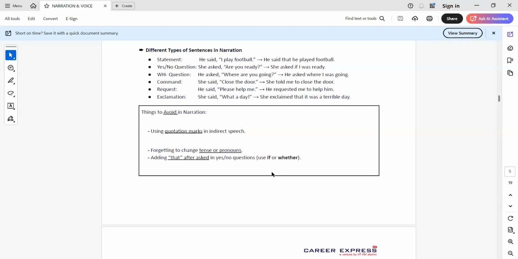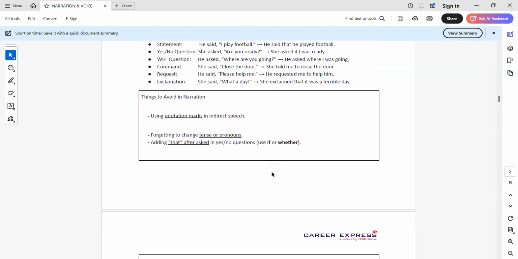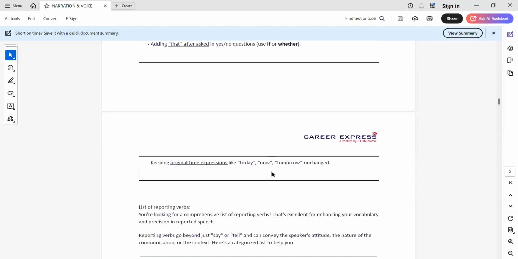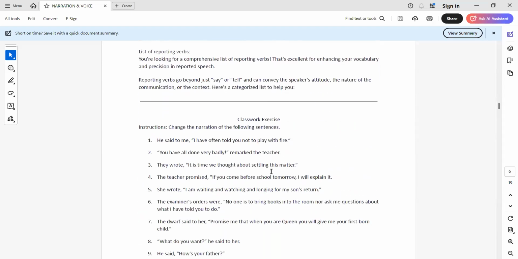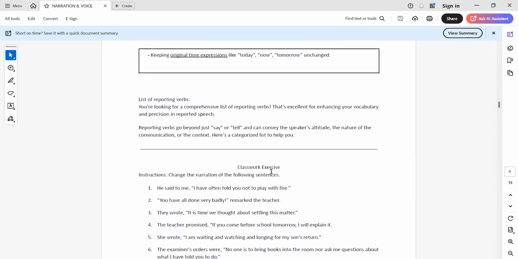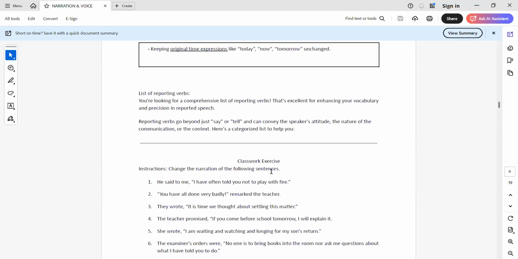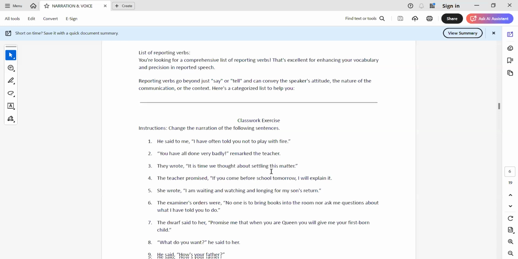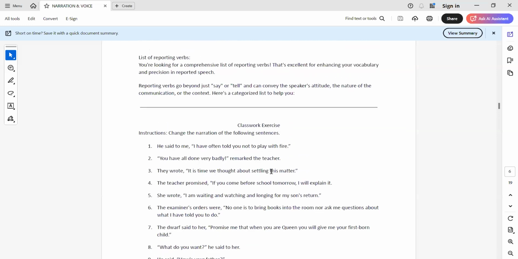Okay. In the box it's given, you can go through that once. The list of reporting verbs is not given here. I'll give you that later on.